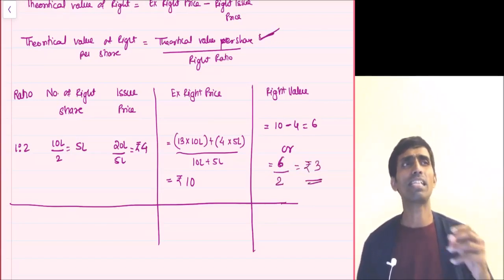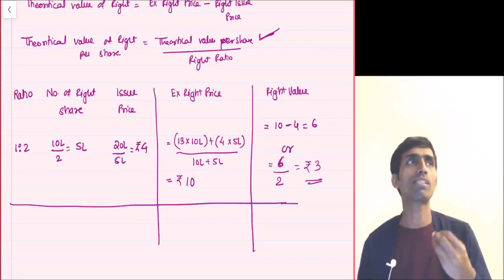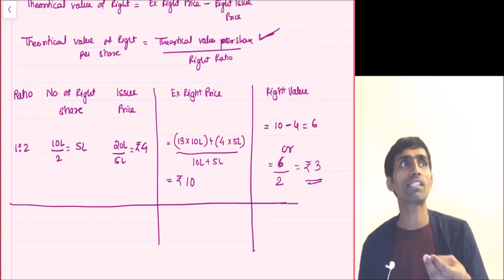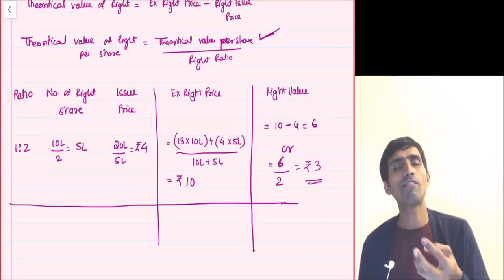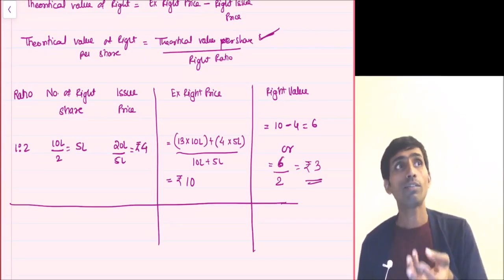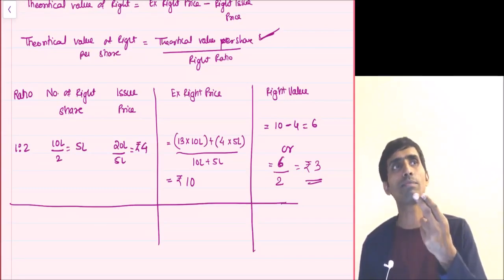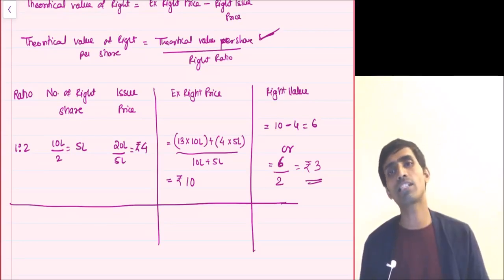Please understand, 10 rupees is the ex-right price after the rights issue. Okay, 10 is the price. How much did I pay? 4. So what is the value? 6. Common sense. If 6 is the value, per share it is how much? For 2 shares I am getting 6, it means per share it is 3.